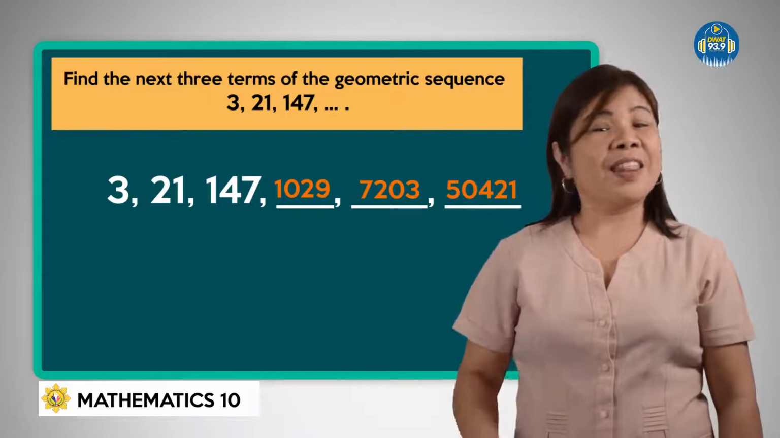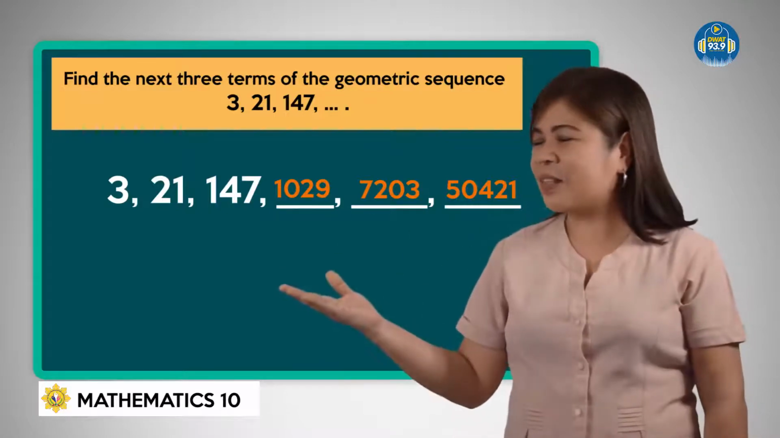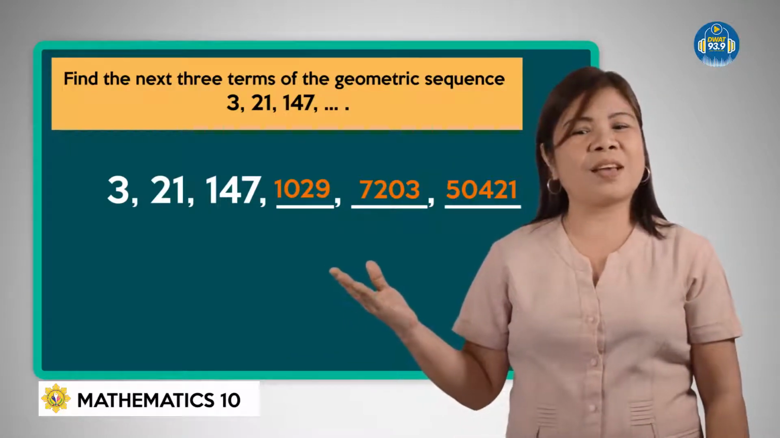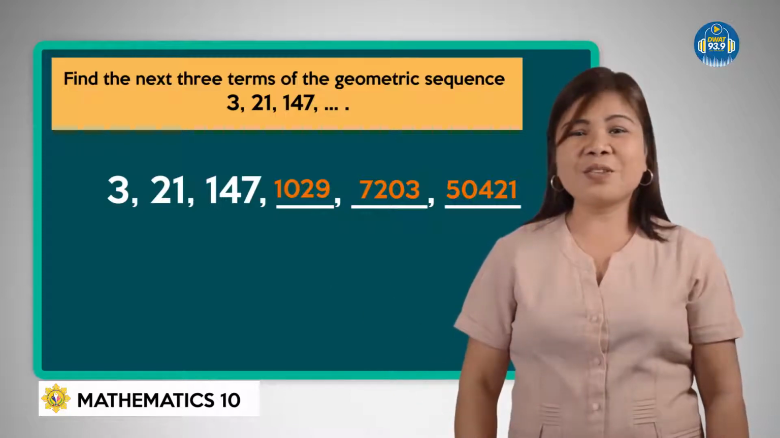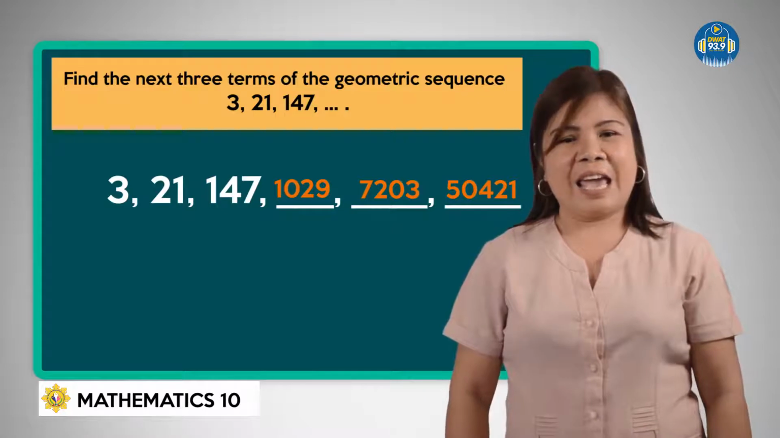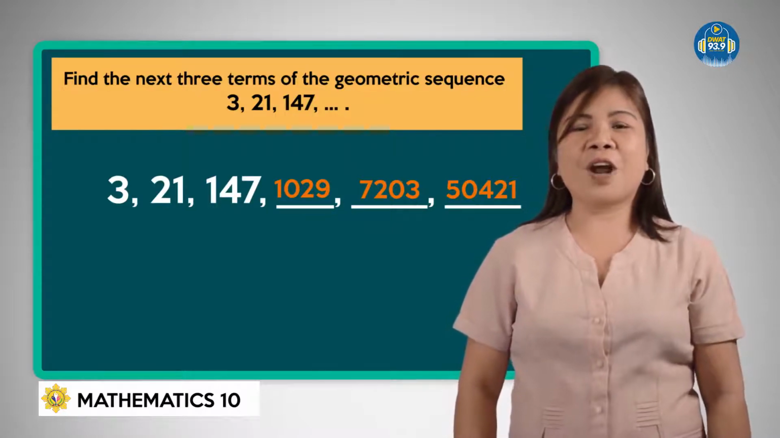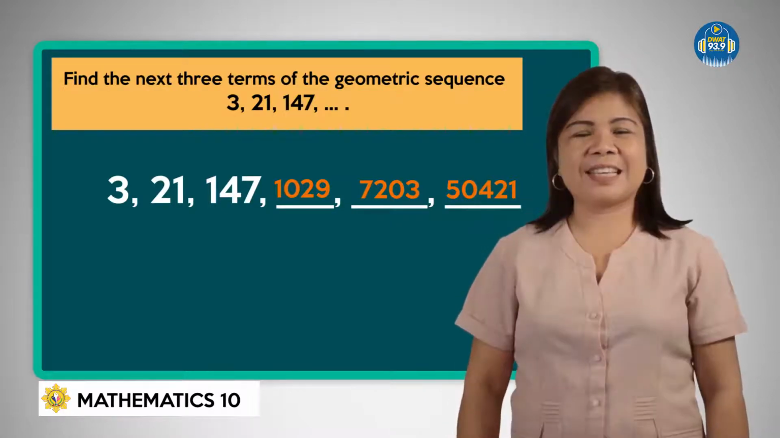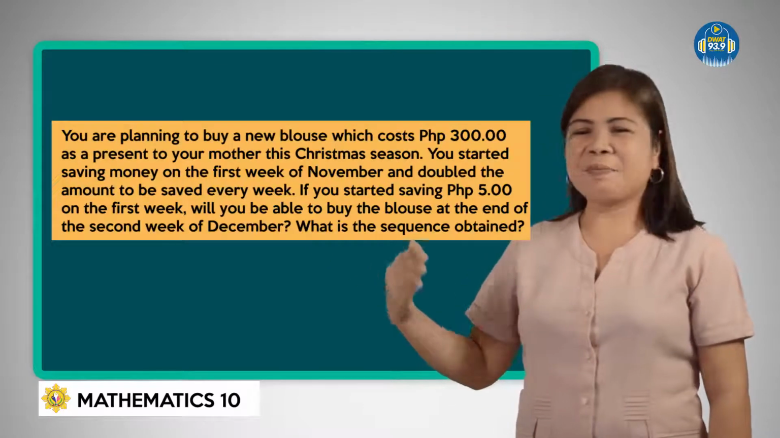Therefore, the next three terms of the geometric sequence are 1,029, 7,203, and 50,421. Let's have the second activity.